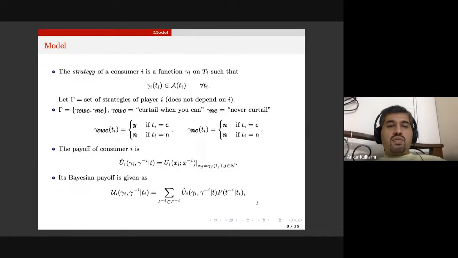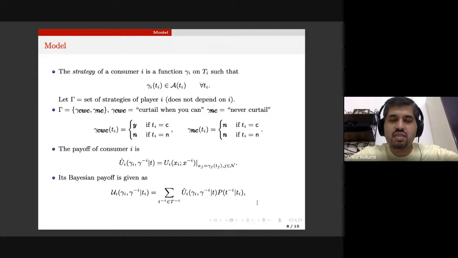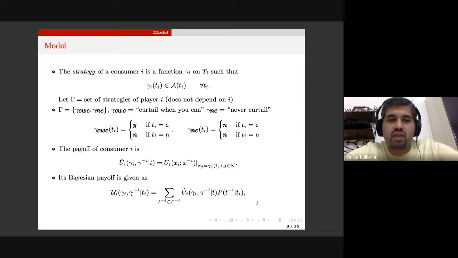Okay, so now what is the strategy of a consumer? The action that the consumer has to take is a function of the state that he finds himself in. The strategy has to be chosen as a function of the state. It's not just one action, but actually a function of the state. So he has these two possible functions. The first one is curtail when you can, what I call CWC, and the other is never curtail. Curtail when you can simply says that whenever it's possible, you will curtail. So that's his policy. Whenever I'm called, I will curtail. The other is to say, it doesn't matter whether I'm called, if I'm available or not available. Whenever I'm called, I'm not going to curtail. So that's your never curtail policy.